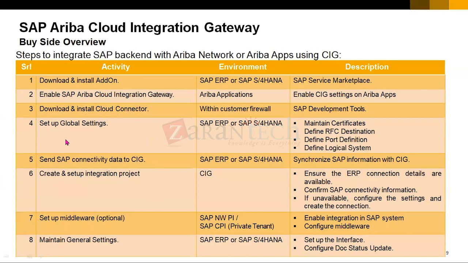Then set up the global settings. As part of the global settings, the basis team will configure the certificate, the RFC destination, and the port. They will do different technical configuration. So this activity is also done by the basis consultant in the ERP system. All right. After that, we have to send the SAP information to CIG. That is our job as an Ariba consultant, and we have to do it in each and every system.